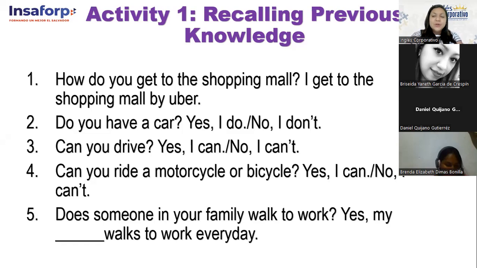So as you notice in these questions, you can notice something very important. The first question is an information question: How do you get to the shopping? It is asking for information. The second question is a yes/no question. Why? Because the answer is yes or no. Now, notice something. When you ask with do, the answer would be with do, or don't if it's negative. When you ask with can, the answer is with can or can't in the negative form.